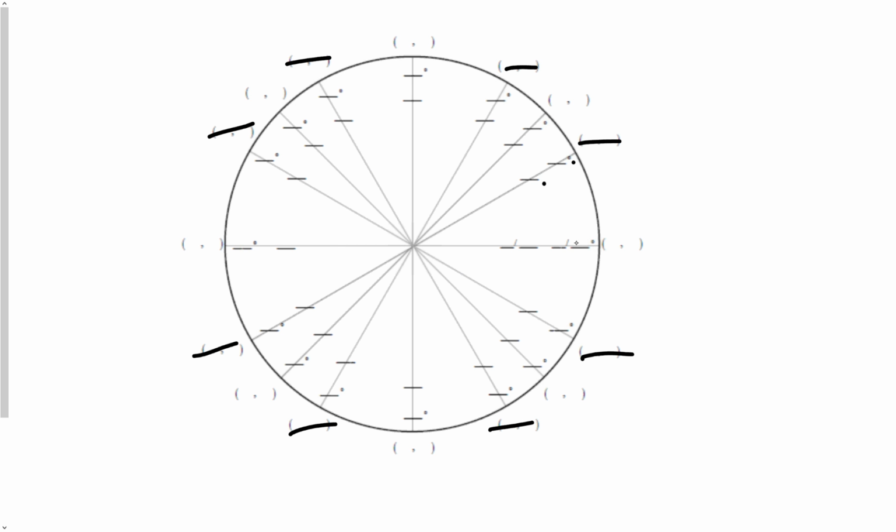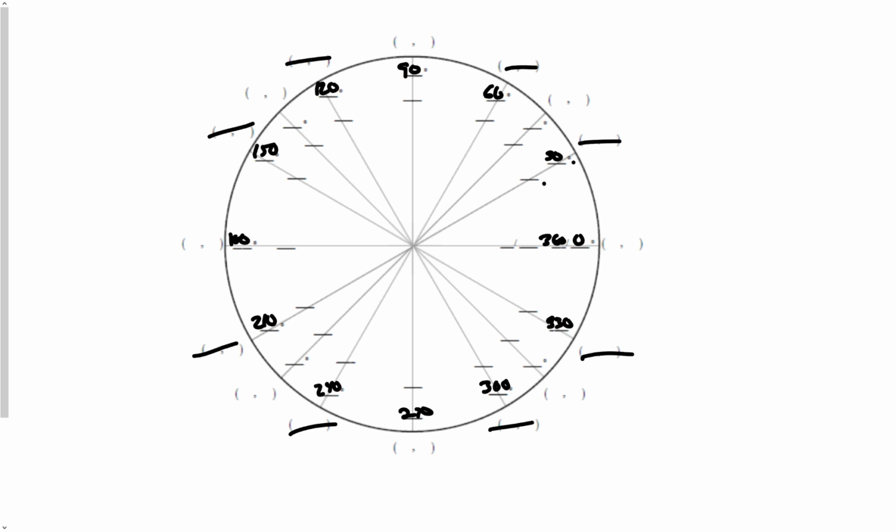Okay, let's start with degrees. 0. I like to go by 30s. 30, 60, 90, 120, 150, 180, 210, 240, 270, 300, 330, and 0 and 360 degrees all the way around.